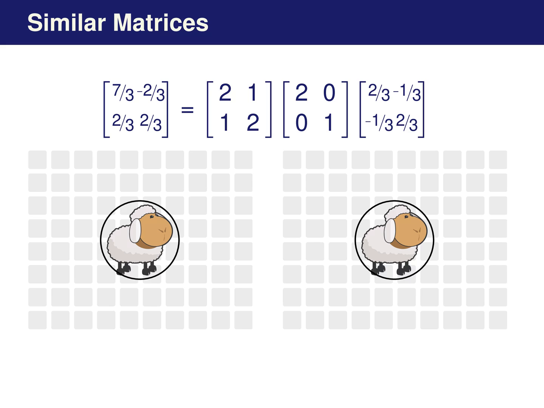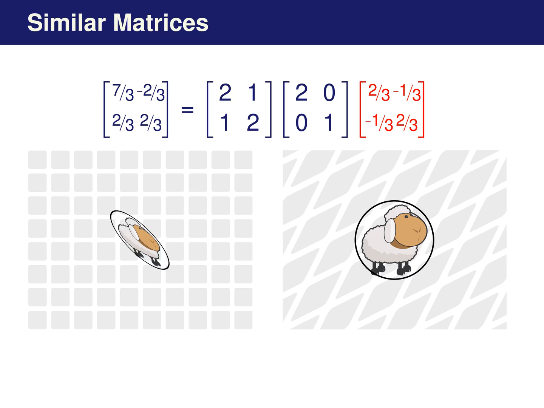Let's apply these operators one at a time. We apply the rightmost matrix first. On the left, we sheared the sheep. On the right, we have changed the basis. If you closely examine where the underlying grid crosses the sheep, you'll see that both pictures represent equivalent transformations.